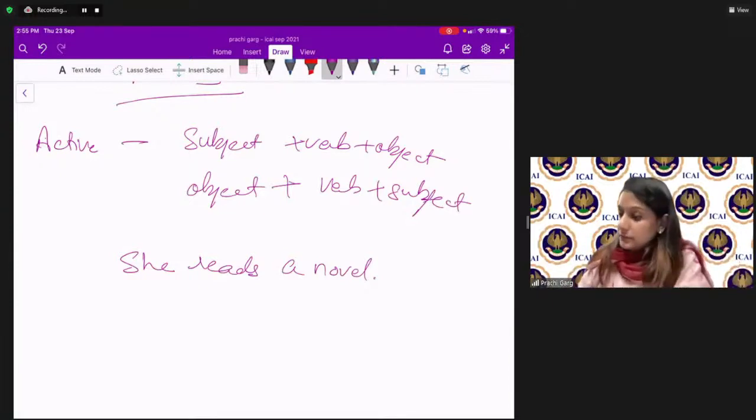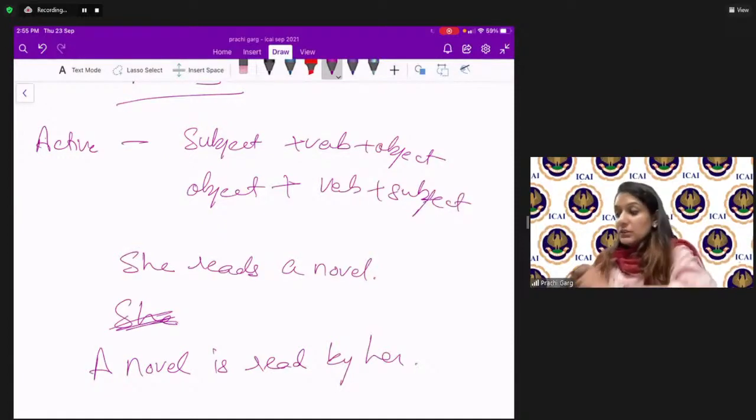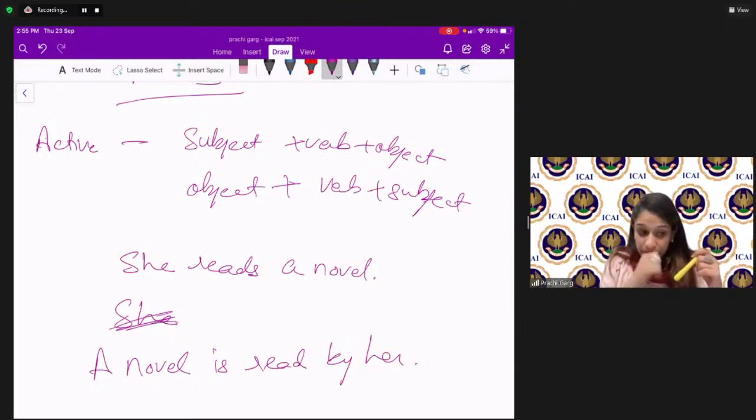Okay. She, oh no. A novel is read by her. A novel is read by her. Okay. So, this is not read. Somebody told me that for read, all the three forms are the same. Yes, it is the same, but the pronunciation is different. You say read, read, read. So whenever you are using the word for past tense, you pronounce it as read, not read. Am I clear? Yes. Okay.